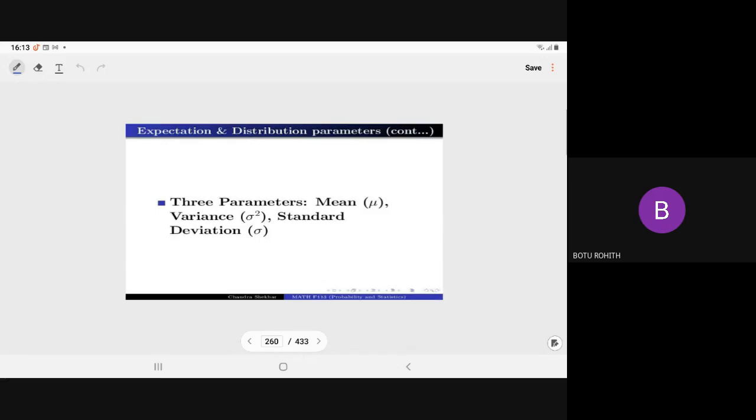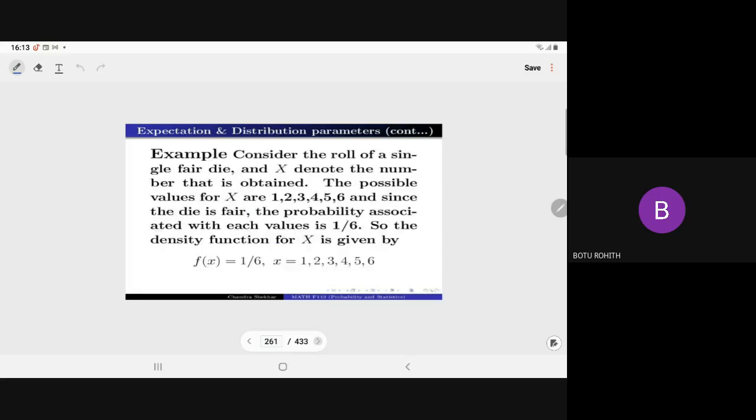What are these three? These are the mean, which we denote by mu; the variance, which we denote by sigma square; and the standard deviation, which we denote by sigma. Let us understand one by one.